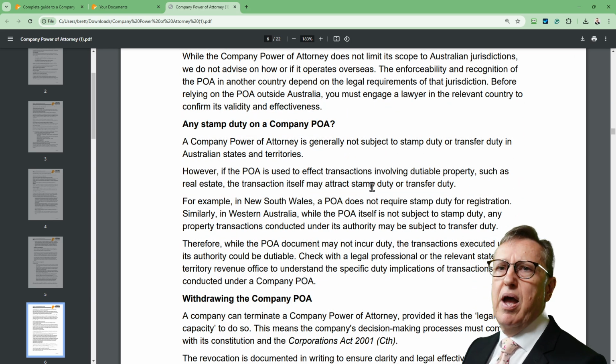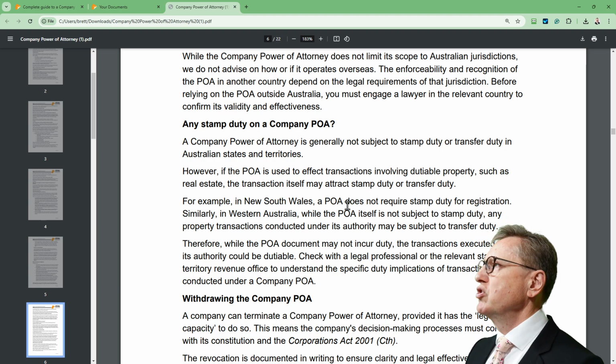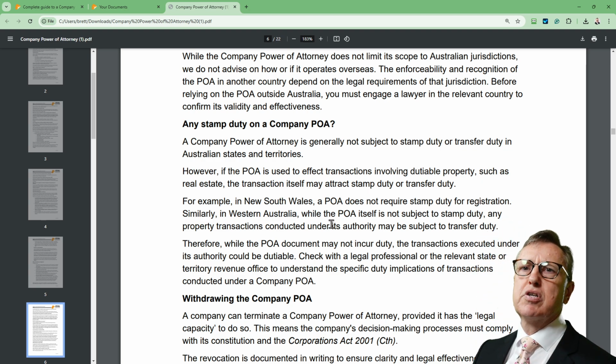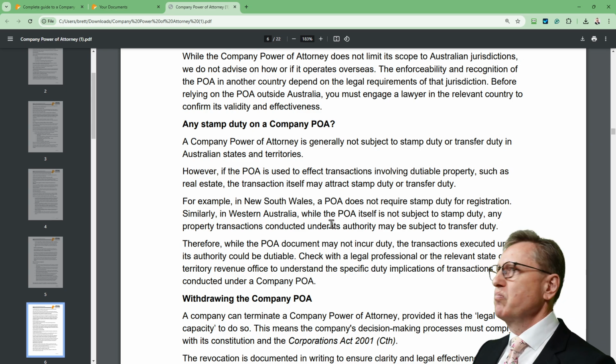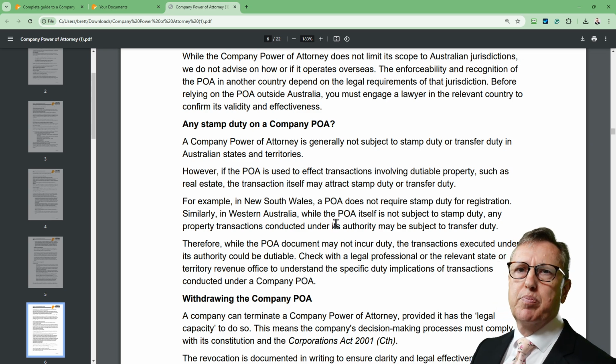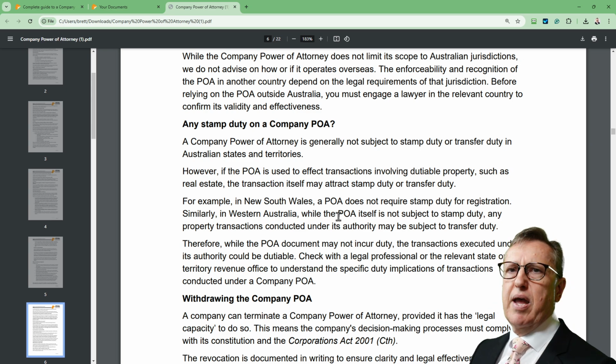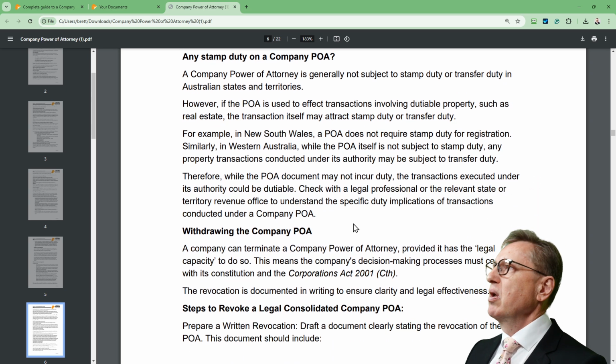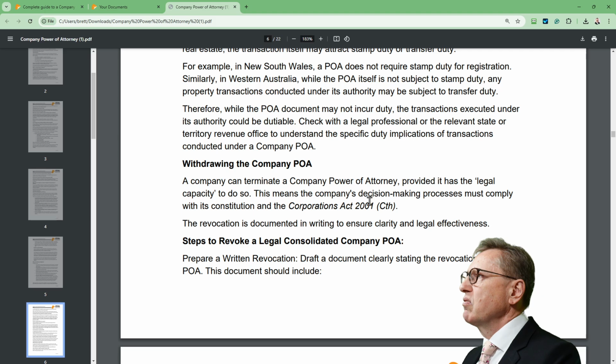Generally, there's no stamp duty or transfer duty on a power of attorney, but obviously if you use it to transfer 1 million shares in BHP, there's potential capital gains tax obligations on that transfer, but not generally on the company power of attorney itself.